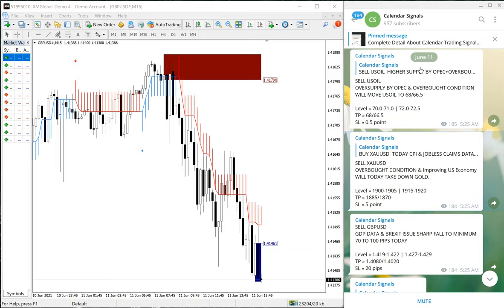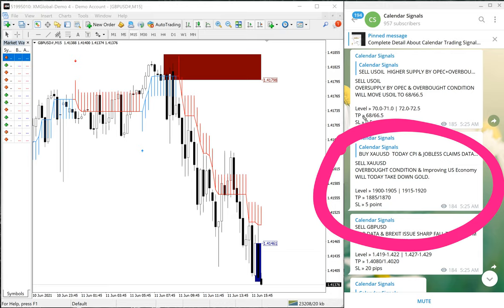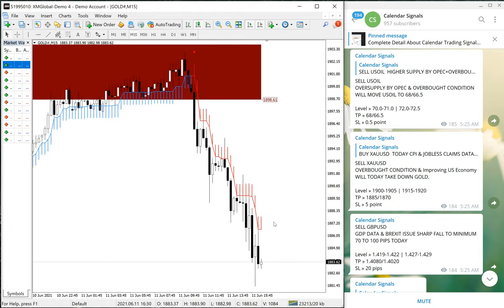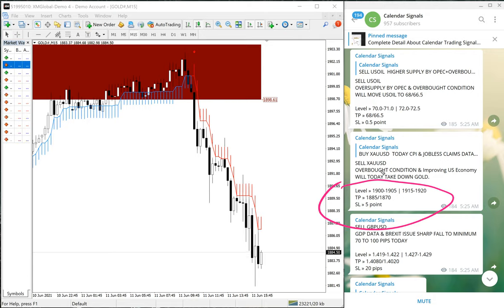So this is the gold signal. You can see the date pop-up, June 11. This is the signal given for gold. Let me open the gold chart. This is the gold chart, and we have suggested the entry level here. Whenever we give a signal, we also give the reason why it is a buy or why it is a sell. For example, here sell gold is given, and we have given the reason: overbought condition and improving US economy will today take gold to the lower side.